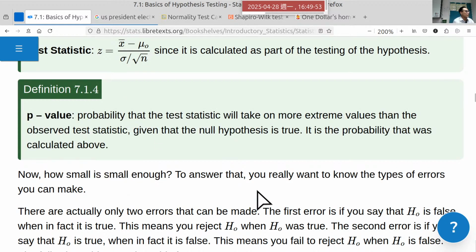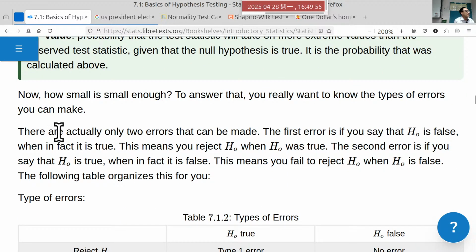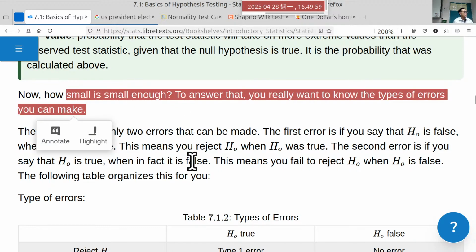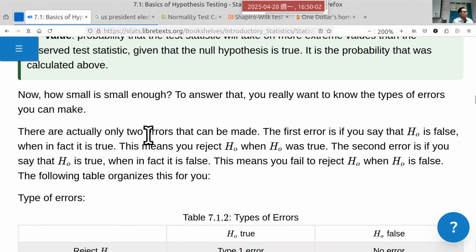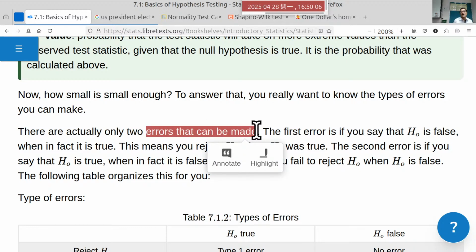Okay, let's move on. And now, how small is small enough? The answer is like this, look at this. There are actually two errors that can be made. Two types of error, alpha and beta, is very complicated. Now be patient. This is my lecture.